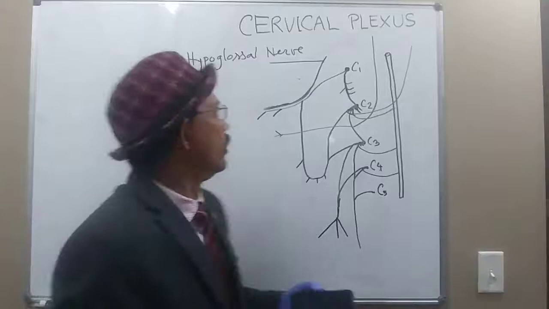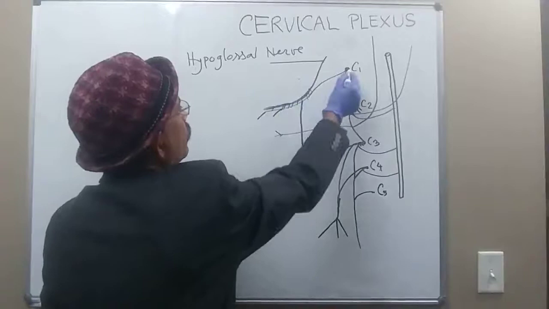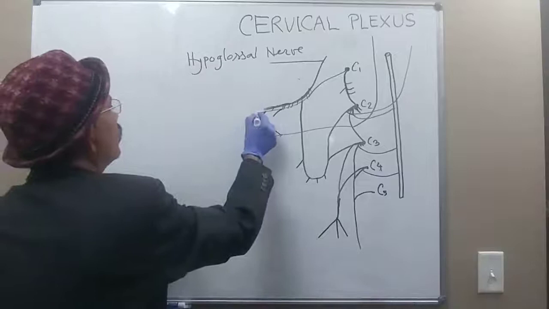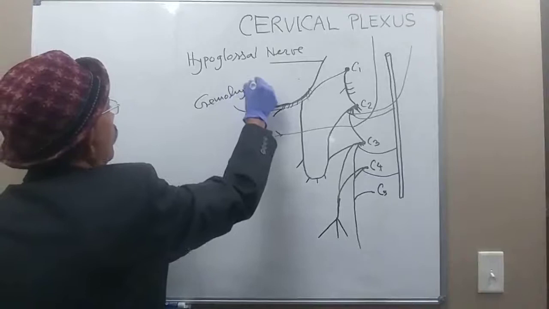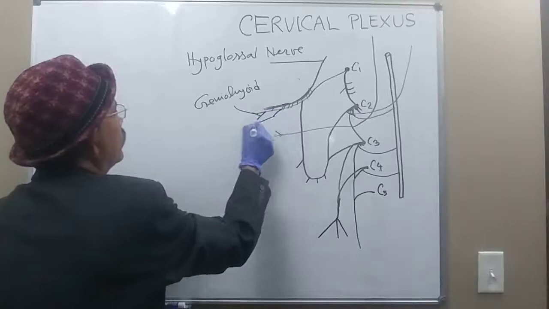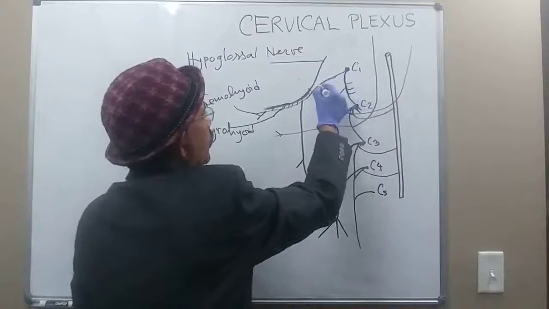Through the hypoglossal nerve, C1 passes forward in a common fibrous sheath, and C1 contributes to the innervation of two muscles. One is the geniohyoid muscle, and another is the thyrohyoid muscle. And from C1, we get a loop going down.